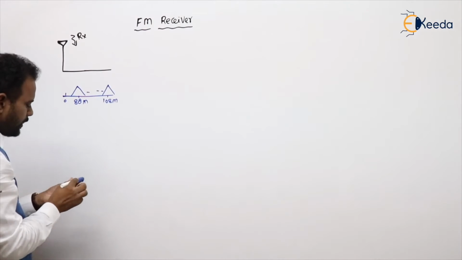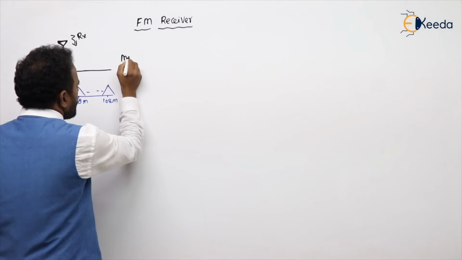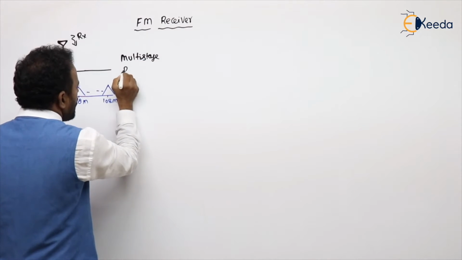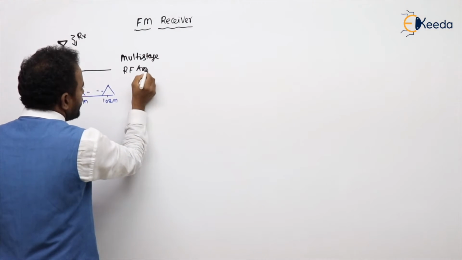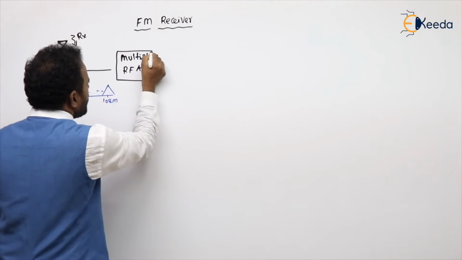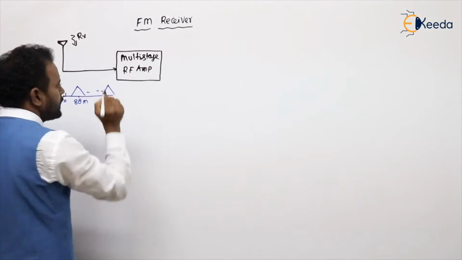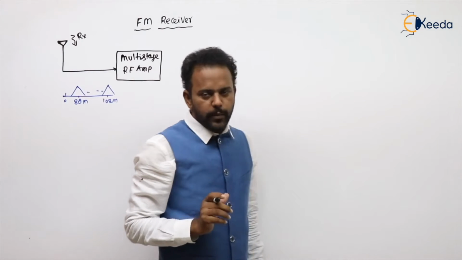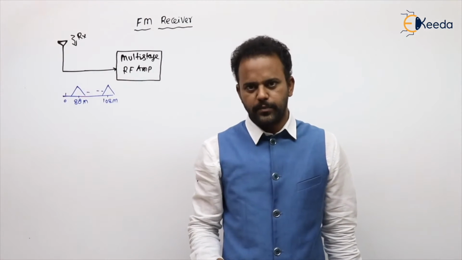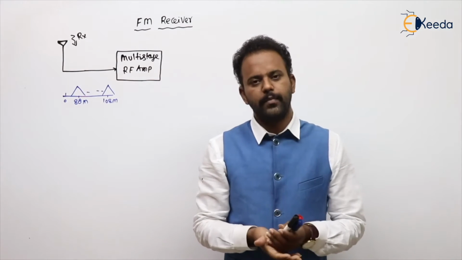After the receiving antenna, what is the next block we are having? We are having a multi-stage RF amplifier. Here these multi-stage RF amplifiers are to amplify each and every possible signal. And one more important thing, students: in FM receiver there is no problem of image frequencies. Why is there no problem of image frequencies here?